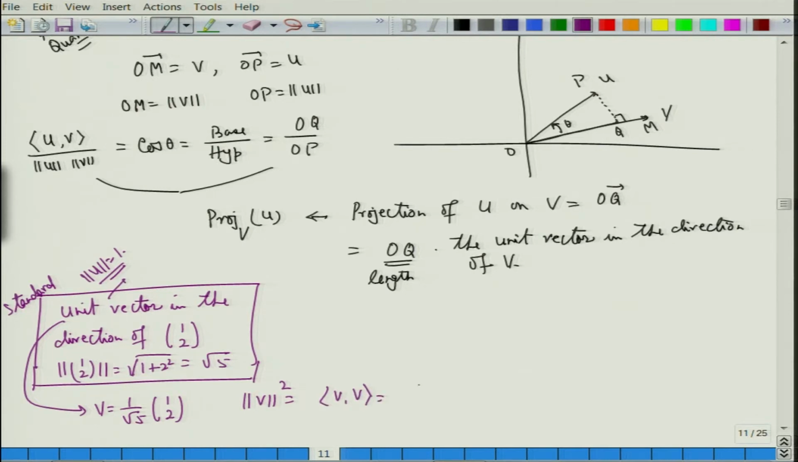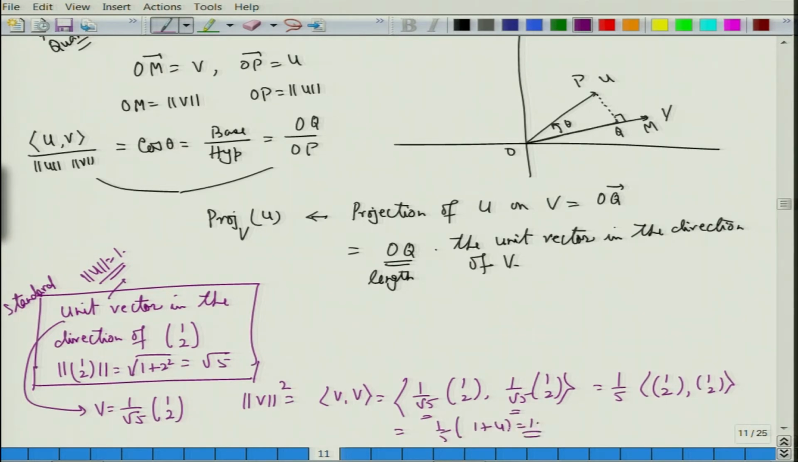Which will be equal to 1 upon root 5 (1, 2), comma, 1 upon root 5 (1, 2). This will come out as a scalar quantity, so 1 upon 5, and then the inner product of (1, 2) with (1, 2) will be 1 upon 5 times 1 plus 4, which is 1. All right. So when I want the unit vector in any direction, I need to take the vector divided by the length of the vector. So any unit vector in the direction of v will be equal to v into 1 upon length of v. Is that okay? So this is what you have to be careful about.